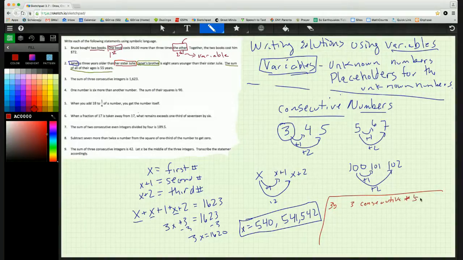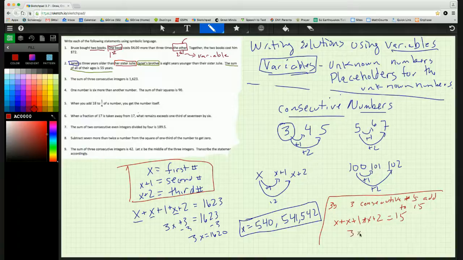numbers add to 15. And for those of you who said, well, it's the same problem, you'd say I'd set it up the same way, x, x plus 1, and x plus 2. Those represent 3 consecutive numbers, but instead I'd say x plus x plus 1 plus x plus 2 equals 15 instead of 1623. And I'd say 3x plus 3 equals 15. Subtract 3, and I'd get 3x equals 12. And I'd get x equals 4. And so my numbers would be 4, 5, and 6.